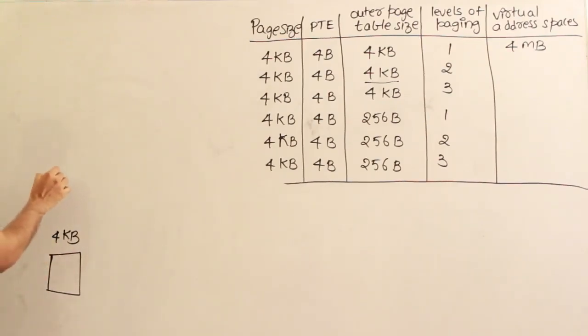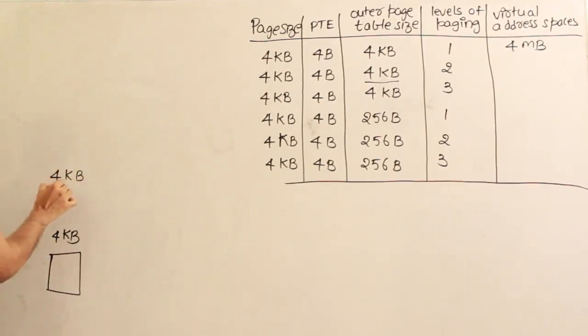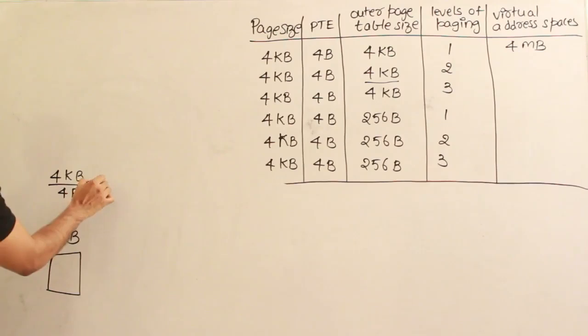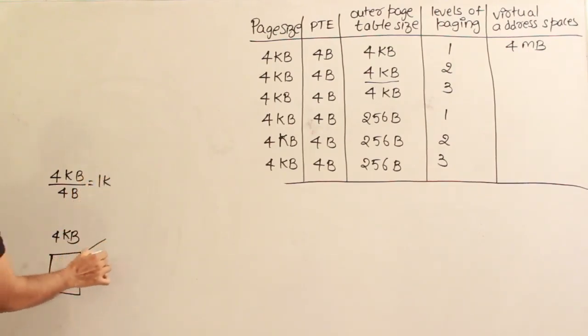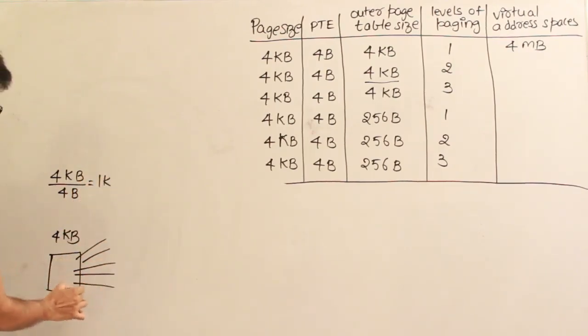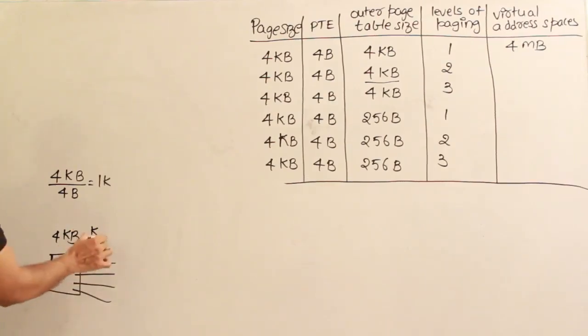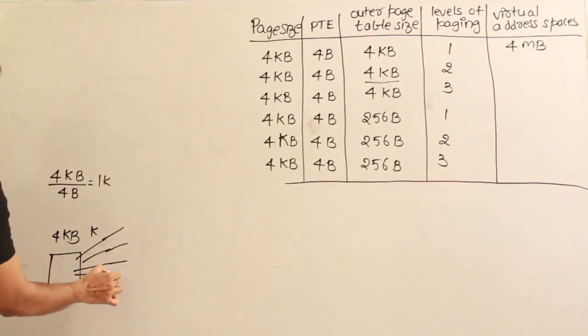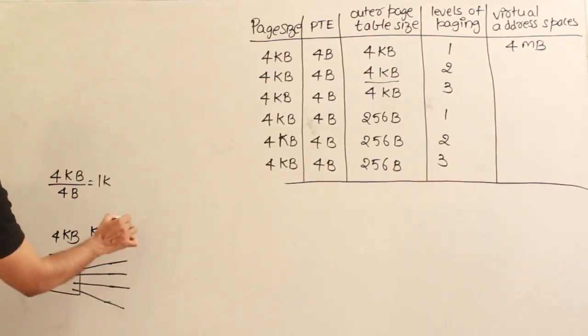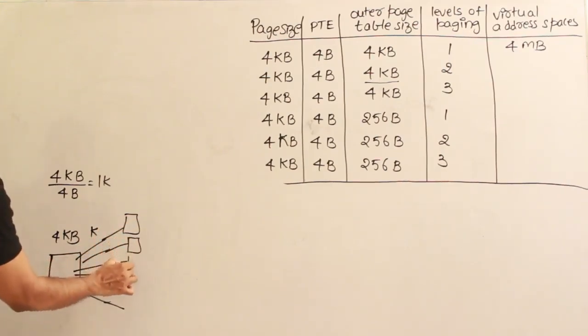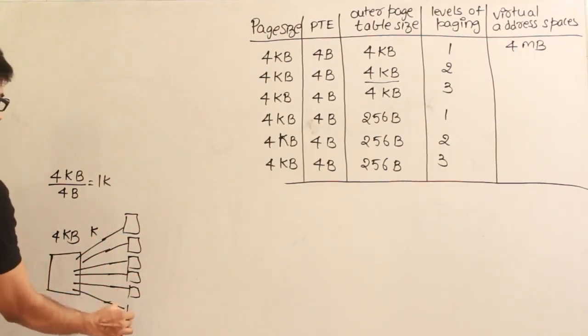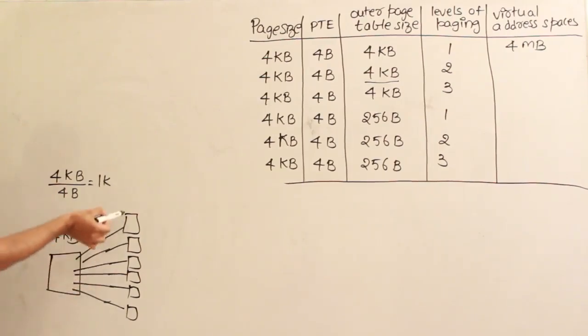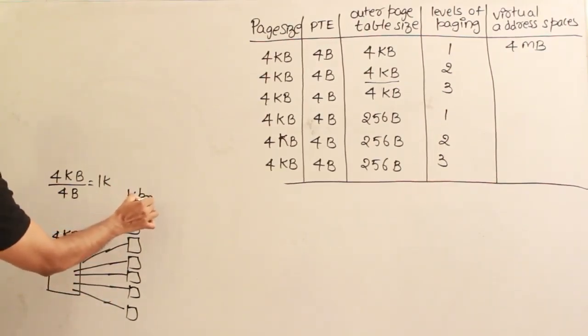If the outermost page table size is 4kb and the size of each page table entry is 4 bytes, then how many entries will be there in the outermost page table? The number of entries will be 1k. Therefore how many pointers will come out of this? 1k pointers will come out, right? And now each pointer is going to point to a page of the inner page table. It is not the process, it is the inner page table. If 1k pointers are there, then how many pages will be there in the inner page table? 1k pages will be there in the inner page table, right?